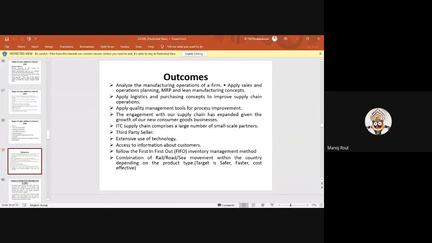Then the second point is apply sales and operations planning. The next is material requirement planning and lean manufacturing concept. The next is apply logistics and purchase concepts to improve supply chain operations.